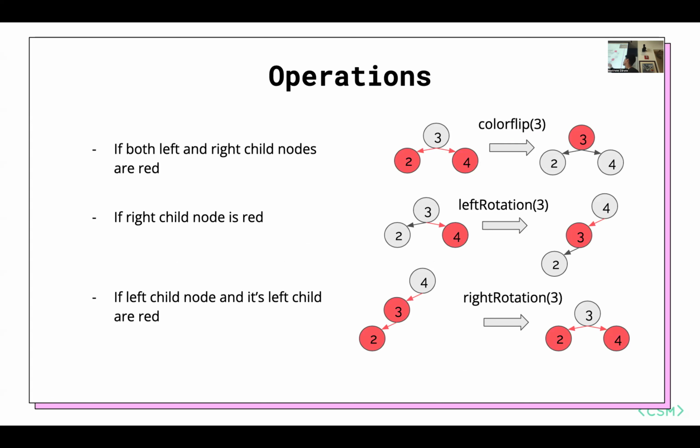So for color flip, we're basically flipping all the colors of the links connected to the node we're color flipping. For example, here, 2 and 4 are both connected to 3 with a red link, and this would represent 2, 3, 4, which is overloaded. And what we want to do with that is move 3 up, right? So it becomes the parent, and then 2 and 4 become its children. So how do we do that? We simply color flip, and then 3 becomes the parent, and 2 and 4 become subtrees, right?